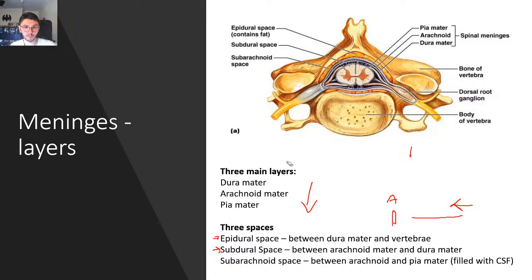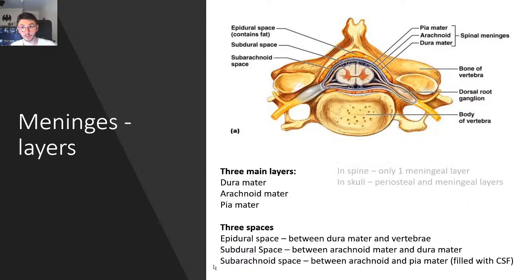Now, there's one key thing I want to talk about here, which is the difference between the spine and the skull. In the spine, you have only one meningeal layer, so that's only one dural layer, whereas in the skull, you have a periosteal and a meningeal layer. So what does this mean? The periosteal layer would be the layer surrounding the skull, so it's on the inside of the skull, whereas the dural layer would be the one just surrounding the brain or the nervous tissue.